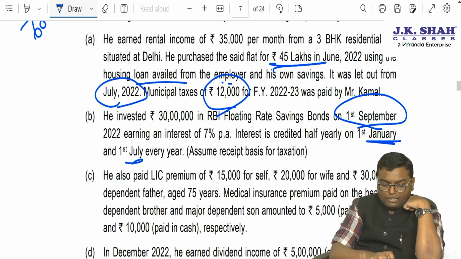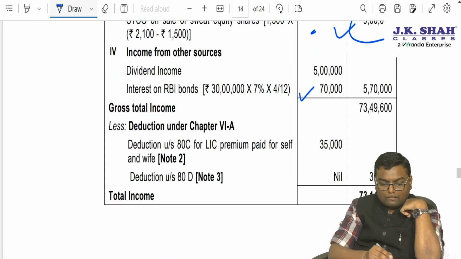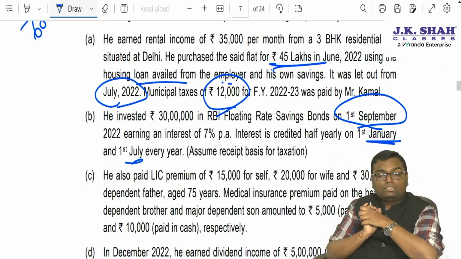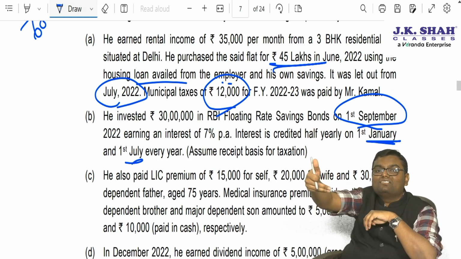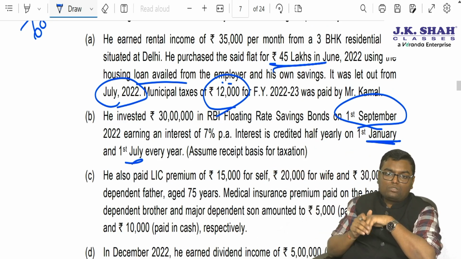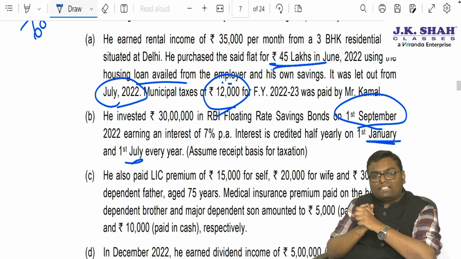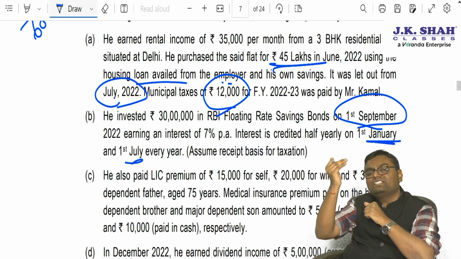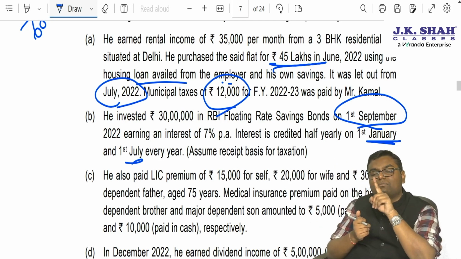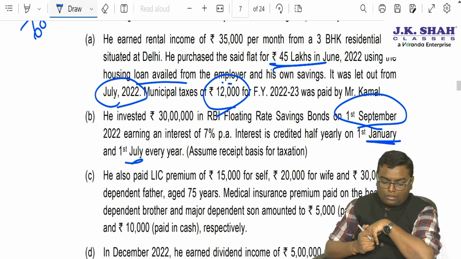70,000 rupees of interest will be taxable under the IFRS. And why did I say only 70,000? The balance half yearly interest you will get in July 23, which will be taxable in the year 23-24. So January, February, March interest, though it is accrued in the year 22-23, you will receive in the year 23-24. It will be taxable in the year 23-24.